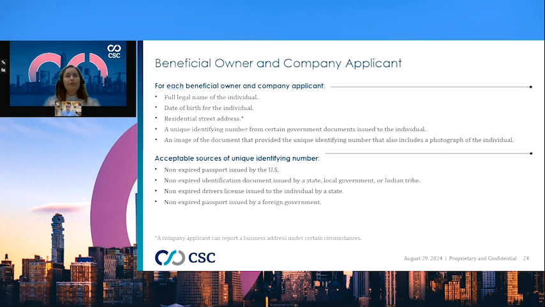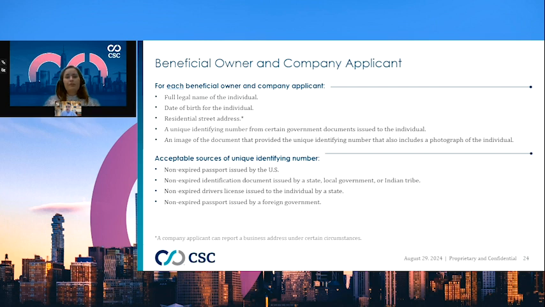For each beneficial owner and company applicant, the reporting company must file the full legal name of the individual, the date of birth, the residential street address, noting that the company applicant can report a business address under certain circumstances, a unique identifying number from certain government documents issued to the individual, and an image of the document containing the unique identifying number that also includes a photograph of the individual. Acceptable documents containing the unique identifying numbers are non-expired passports, driver's licenses, and other state, local, or tribal identification documents.